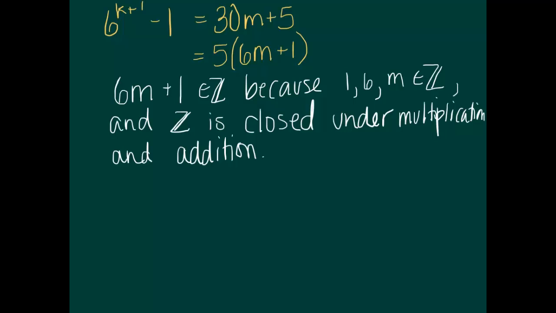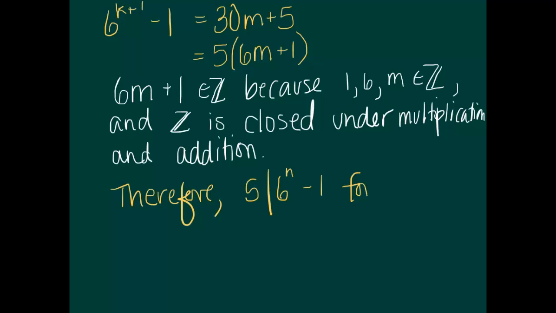So, we assumed it to be true for n equals k. We showed it to be true for n equals k plus 1. Therefore, we've kind of knocked down all the dominoes. Therefore, 5 divides 6 to the n minus 1 for all natural numbers n. And I think we finished up our proof.